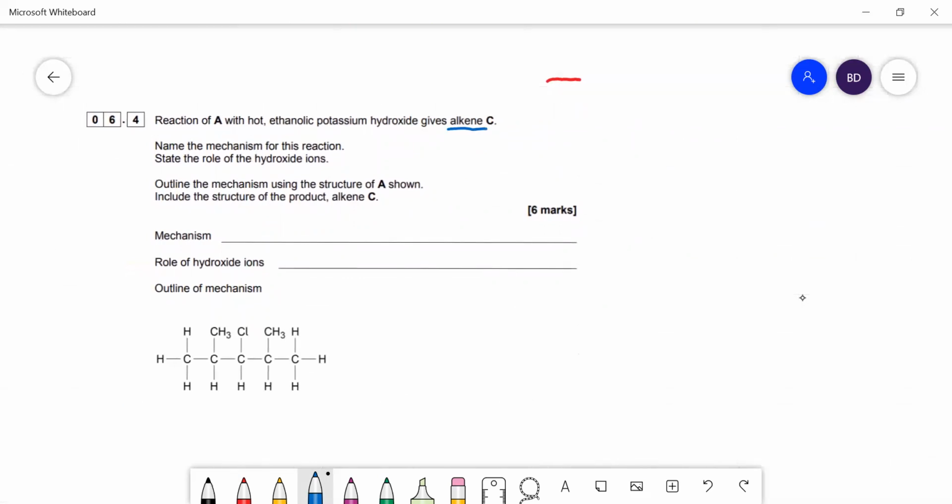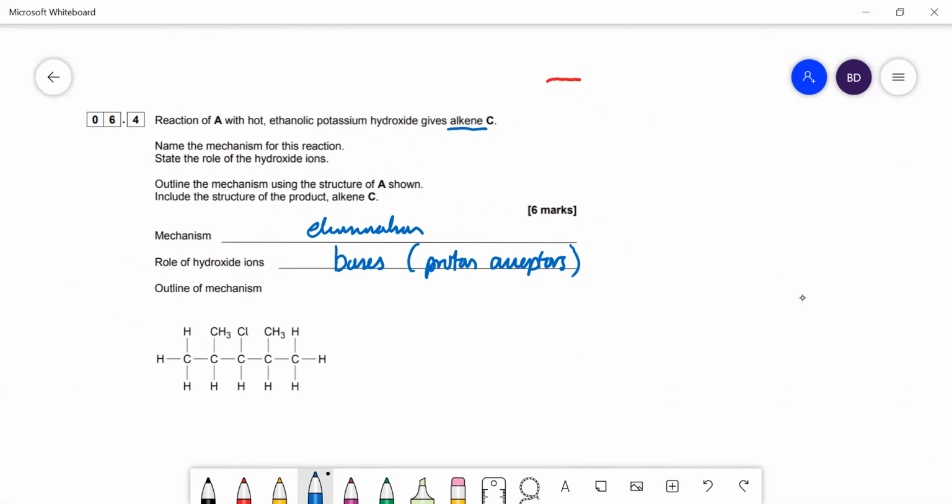Name the mechanism. So it's elimination. And the role of the hydroxide ions here, they don't behave as nucleophiles here. They behave as bases. And bases, we don't have to write this down, are proton acceptors, which is a bit tricky at AS because you haven't really done about acids and bases that much. But OH minus is a proton acceptor.